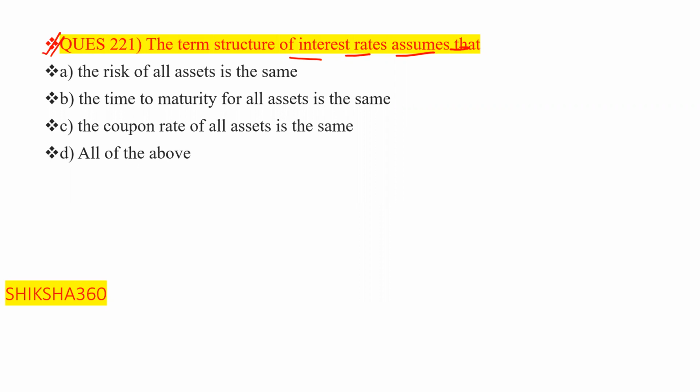So what does it basically suggest? Can anyone tell what the correct answer is? Please tell fast. The term structure of interest rate assumes that the correct answer is option A, that the risk of all the assets is the same. So option A is the correct answer. Now move to the next question.